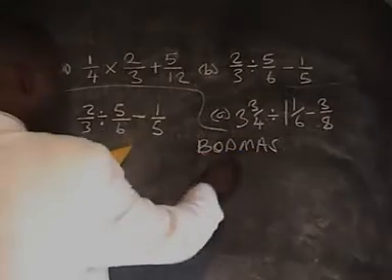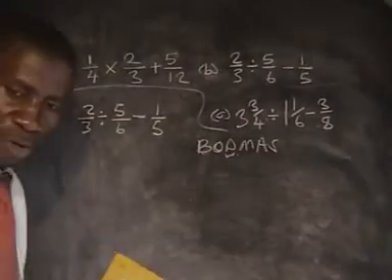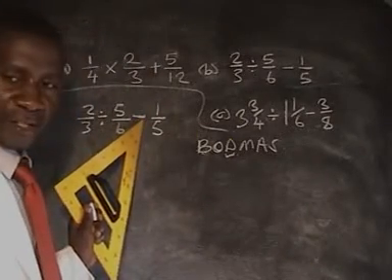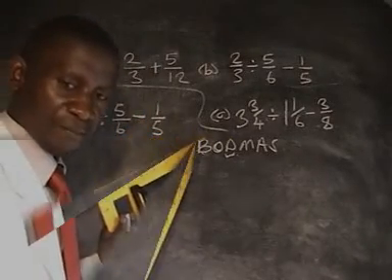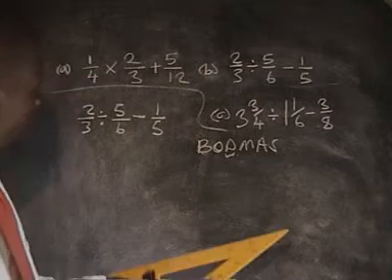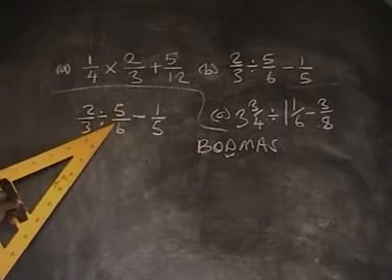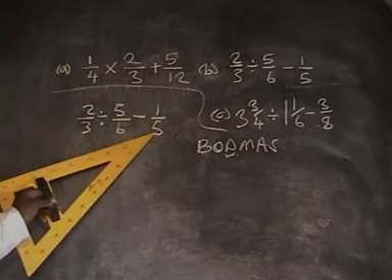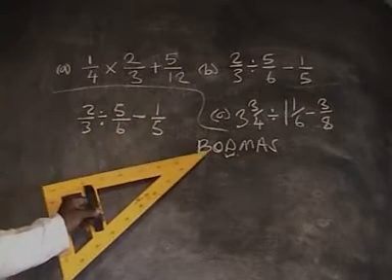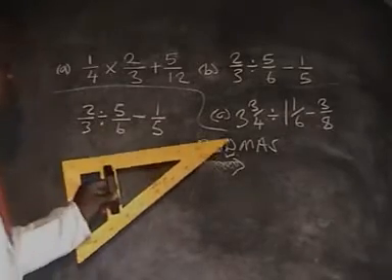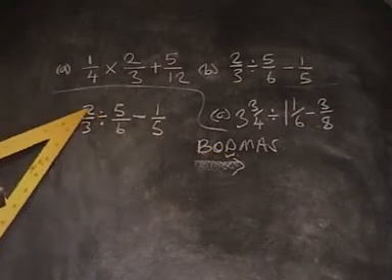As you can see, division comes first. So we have to divide first before we can subtract. I have copied the question: 2 over 3 divided by 5 over 6 minus 1 over 5. Upon examining BODMAS in that direction, you find that division comes first. So I have to divide first.